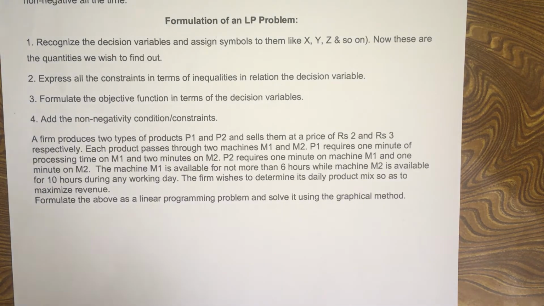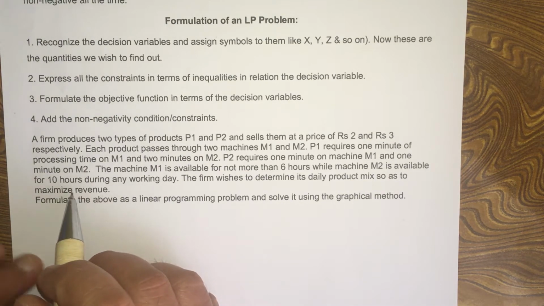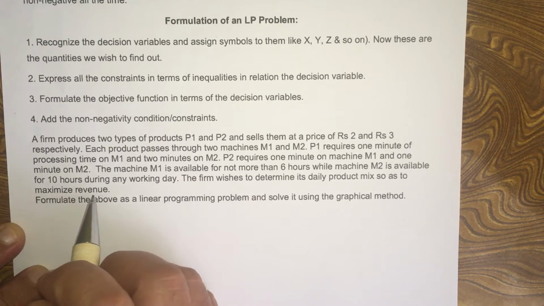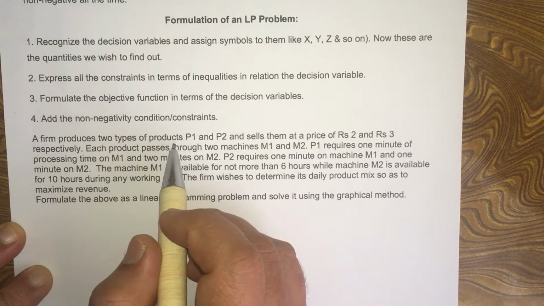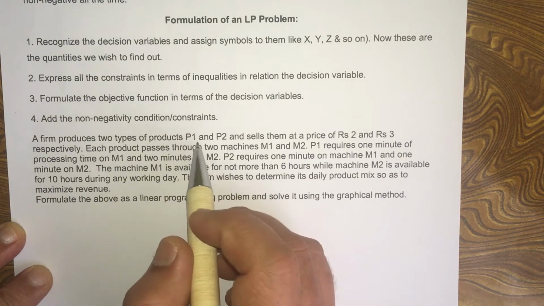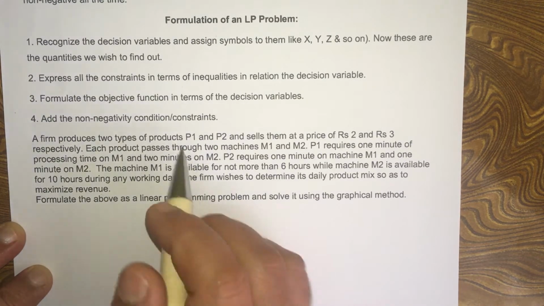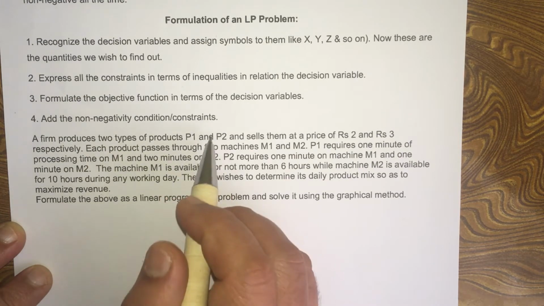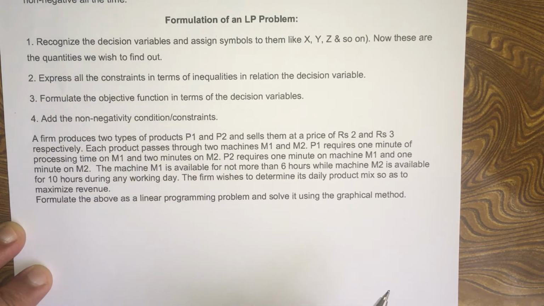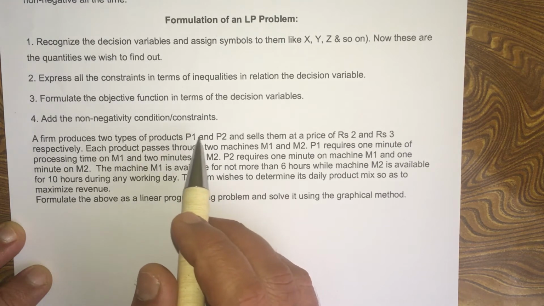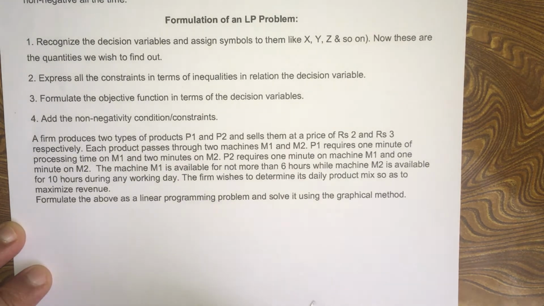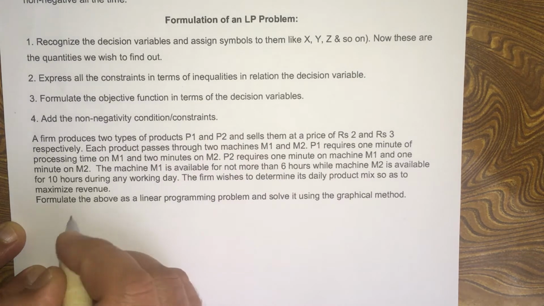So you have this problem where the objective function is to maximize revenue. How will you maximize revenue? By producing more of these two products, P1 and P2. Now P1 and P2 are the decision variables, and decision variables will change. Let us first express these two decision variables.